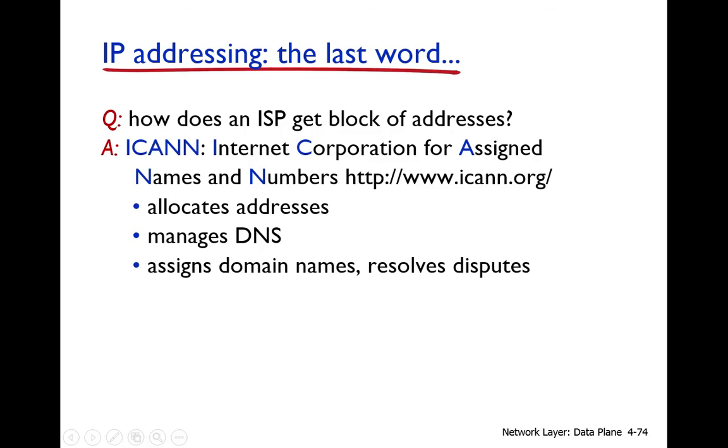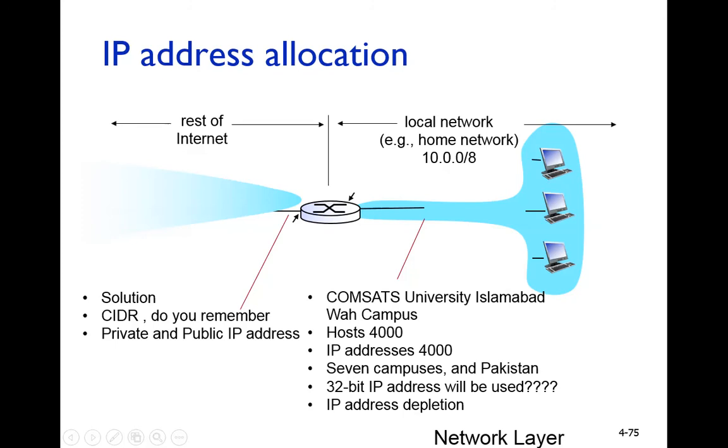Okay, so we have discussed how IP addresses are assigned to hosts worldwide. Basically, the ISPs get IP address blocks from the IANA, and then the users or organizations get the IP addresses from the ISP. Okay, now we are going to discuss another important topic.